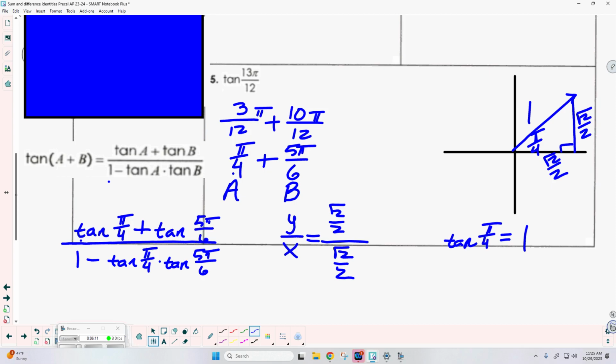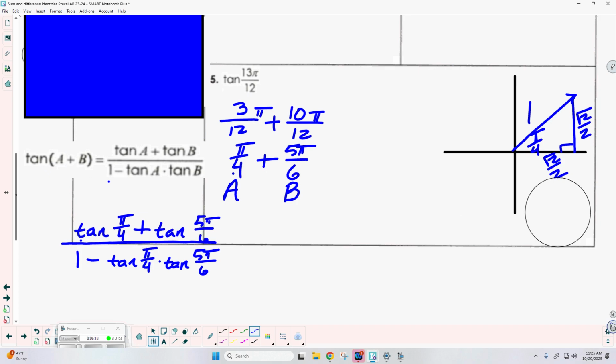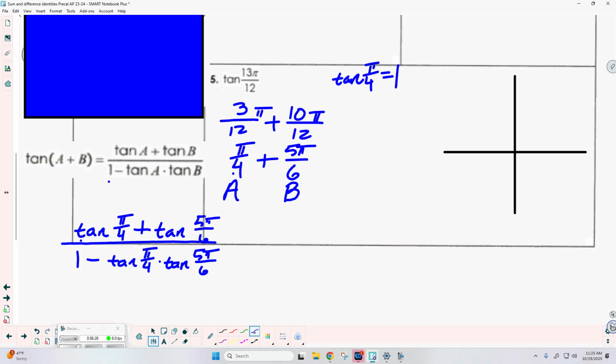Now for the other one, the 5 pi over 6, let's go ahead and work with that. I'll go ahead and diagram that whole thing. Let me go ahead and write this over to the side. So tangent of pi over 4, we got that to be 1. Okay, so 5 pi over 6, well, that's going to be in the second quadrant.